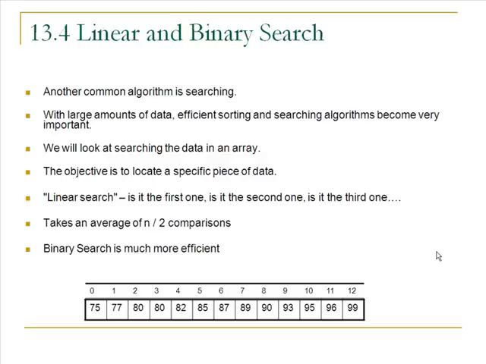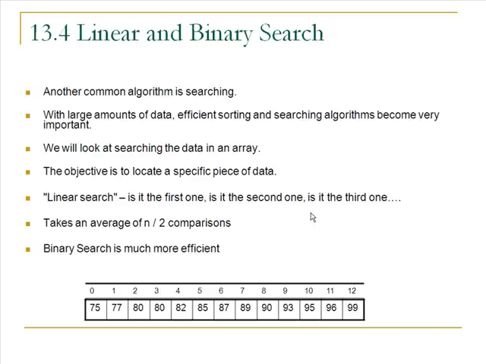And we'll look at two, one very simple one called a linear search, and then a more interesting one called a binary search. So assume that you have large amounts of data, and we know that efficient sorting and searching will start to become important, but we're going to look at searching data in a small array, and then you can just assume that it would be the same problem in a larger piece of data, a large database, for example. So the objective is to locate a specific piece of data in an array.